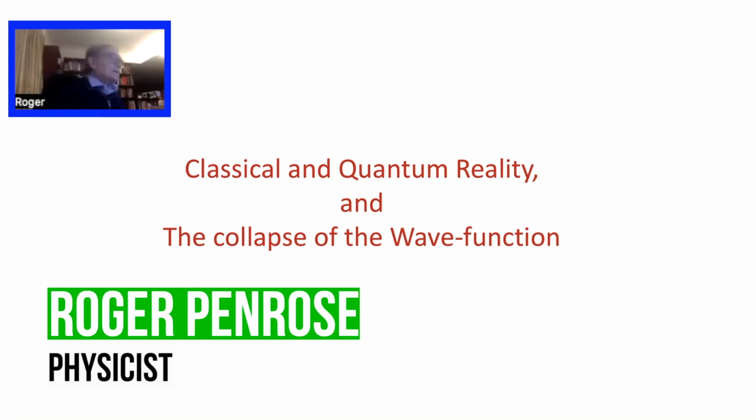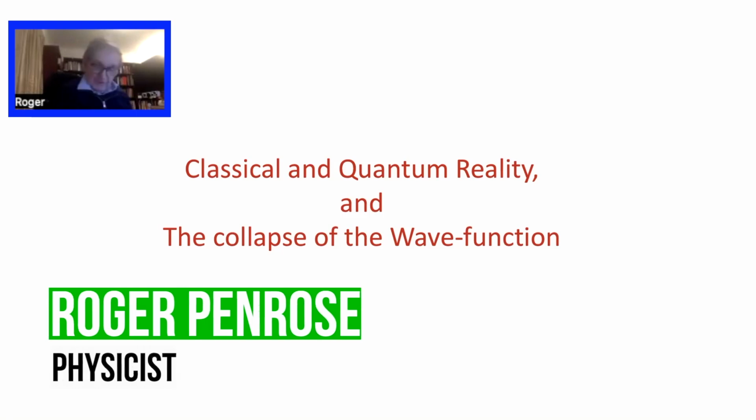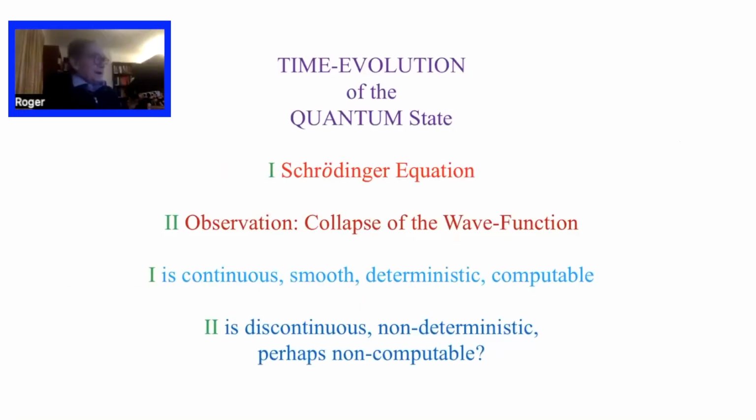See the title here, Classical and Quantum Reality and the Collapse of the Wave Function. I want to talk about how, first of all, the quantum state evolves. Well, normally we think about it as evolving according to the Schrödinger equation, but that doesn't tell us how the world behaves. We have to supplement that by, from time to time, the collapse of the wave function. And this is often not accepted as a sort of law of evolution of the world.